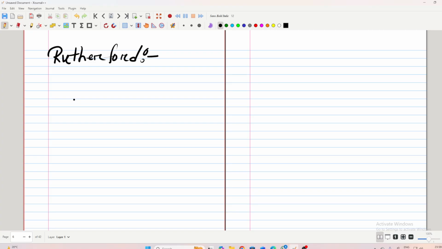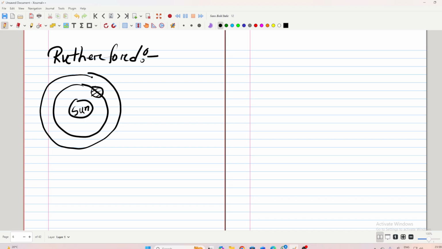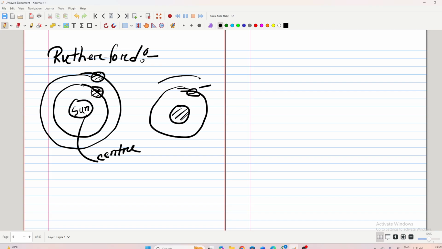If you assume this as the sun and these are planets, the planets are rotating around the sun, right? And the sun is the center point. In the same way, in an atom the center point is called the nucleus and the electrons are rotating around the nucleus.